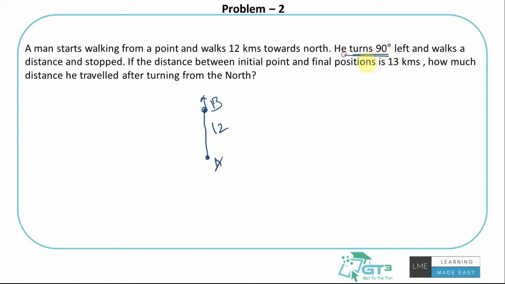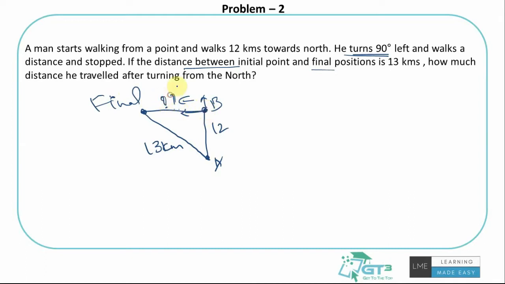He turns 90 degrees left. So this is left, and 90 degrees means he is turning in this direction, and walks a distance and stopped. And I don't know what this distance is. If the distance between the initial point and the final position is 13 kilometers, this is given to be 13 kilometers. How much distance did he travel after turning from the north?